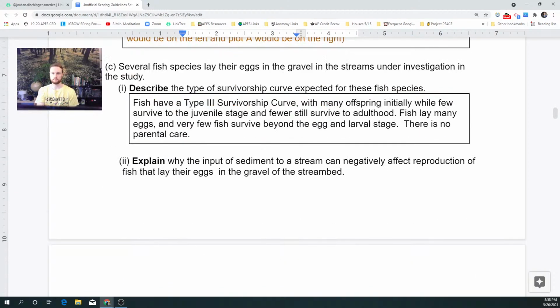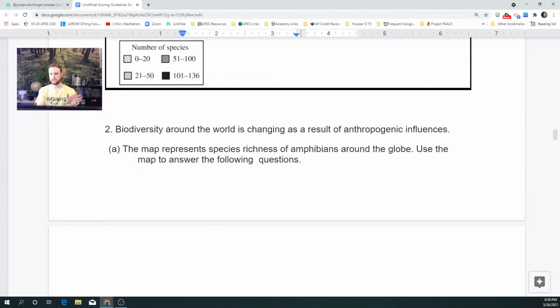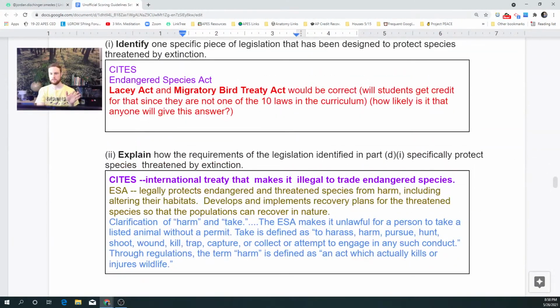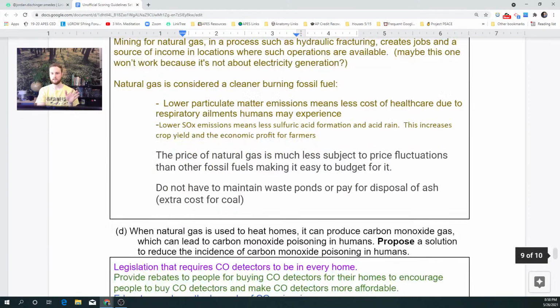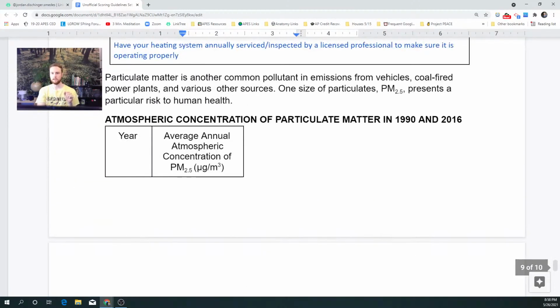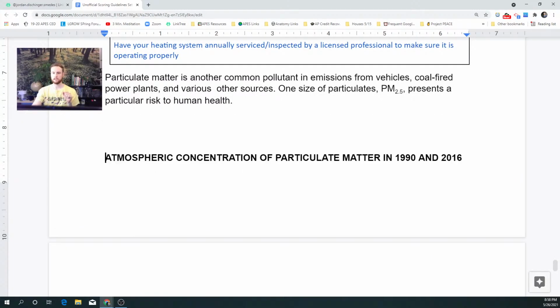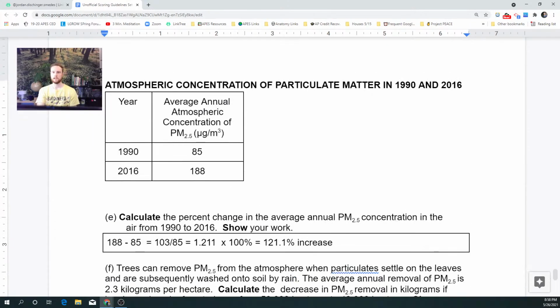That is turbidity. Okay, we're going to skip down to the math because we're running low on time. We're going to pop this down so we can see it all on the slide. There we go. So we have atmospheric concentration of particulate matter in 1990 and 2016. So in the year 1990, we had 85 micrograms per meter cubed, actually, sorry, we're talking about air volumes. And that number was 85 of particulate matter 2.5. Then in 2016, that number goes up to 188.